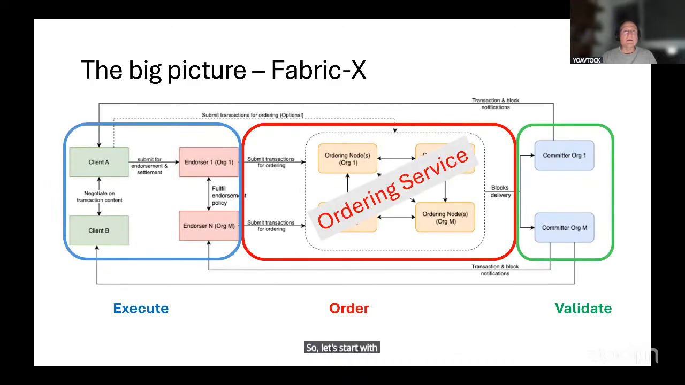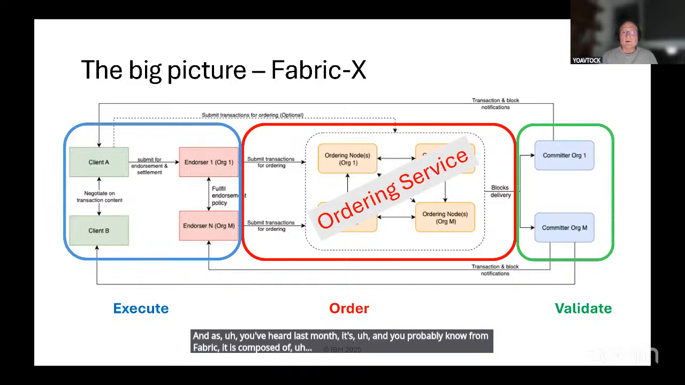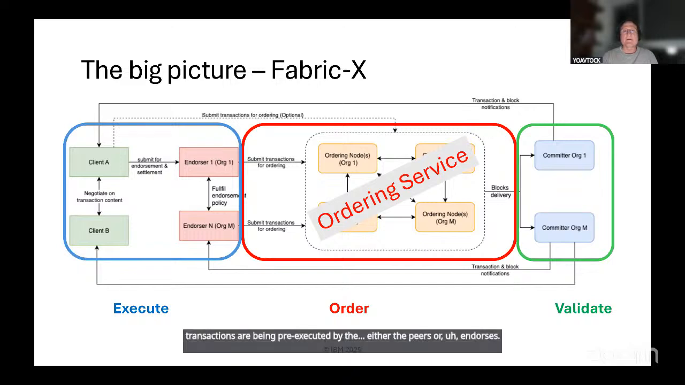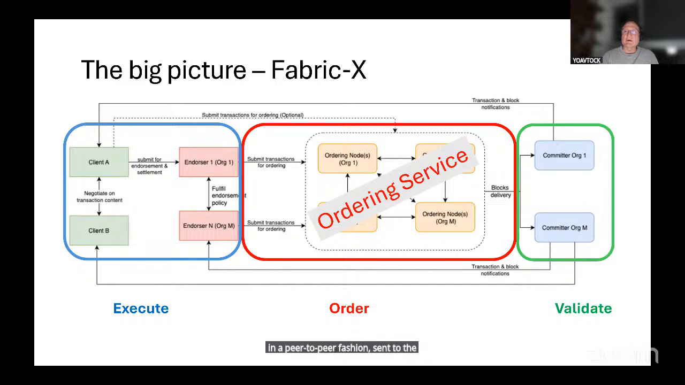So let's start with the big picture of Fabric X. Fabric X is the new version of Fabric, and as you probably know from Fabric, it is composed of the execute-order-validate paradigm, where transactions are pre-executed by the peers or endorsers in a peer-to-peer fashion, sent to the ordering service, and then consumed by the committers and validated and committed. So today we'll talk about the ordering service.